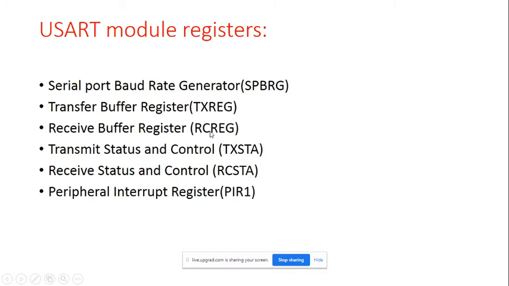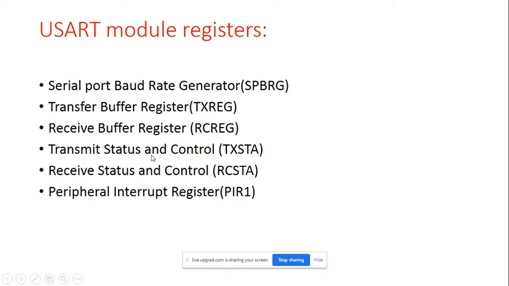Okay, and when all 8 bits have arrived, it will interrupt the controller by setting the interrupt flag. Okay, then the next register is the transmit status and control register. This is TXSTA, the short form. In the program, we are using this short form, TXSTA, which is nothing but the transmit status and control register.